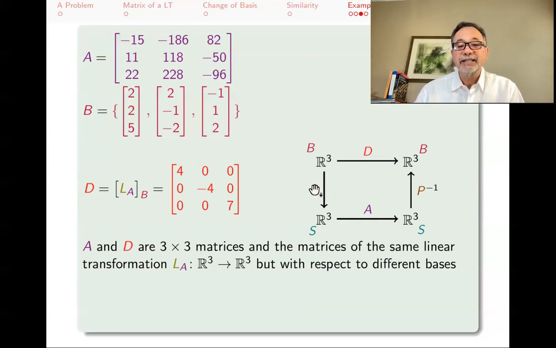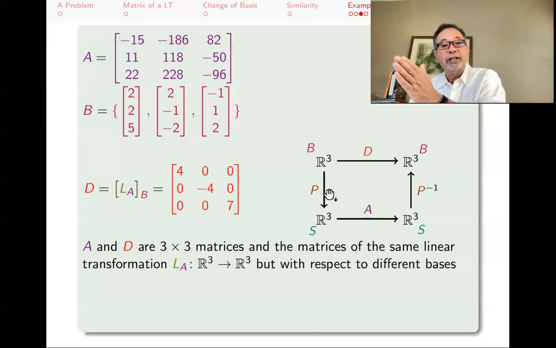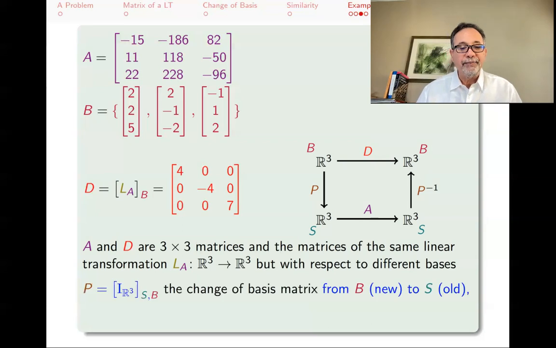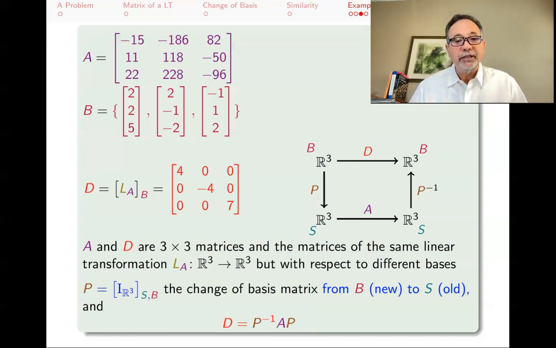So P is the change of basis matrix from B to S, and P inverse is the change of basis matrix from S to B. And if you write that, then D is going to be the same as P inverse AP. P is the first one, the one mostly to the right, and then A, and then P inverse. And so P again is the change of basis matrix from the new to old. We usually think of S as the old basis and B as the new basis, and P is the change of basis matrix from new to old. And then D, this diagonal matrix, is just P inverse AP. This is just a recap of the previous slide.